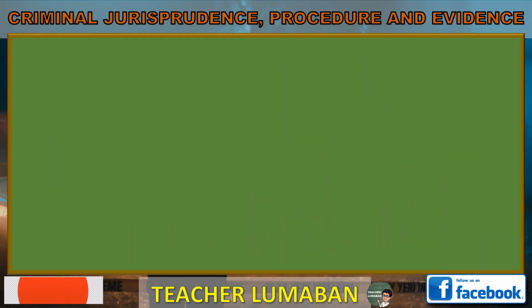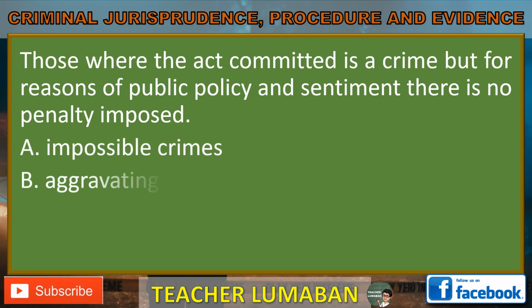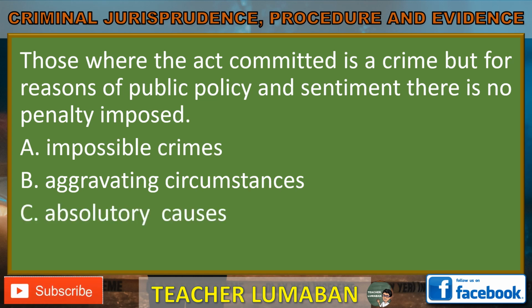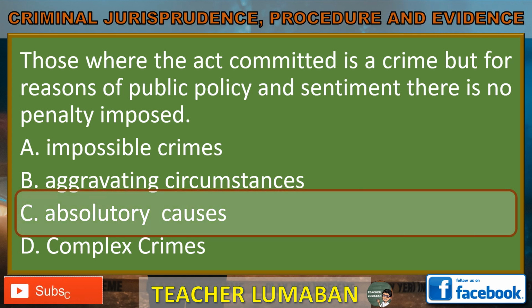Those where the act committed is a crime but for reasons of public policy and sentiment there is no penalty imposed. Letter A. Impossible crimes. Letter B. Aggravating circumstances. Letter C. Absolutory causes. Letter D. Complex crimes. In the next 5 seconds, select the best response from the available options. 5, 4, 3, 2, 1. C. Absolutory causes.